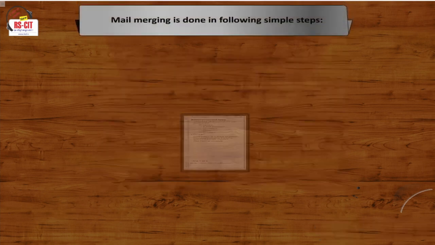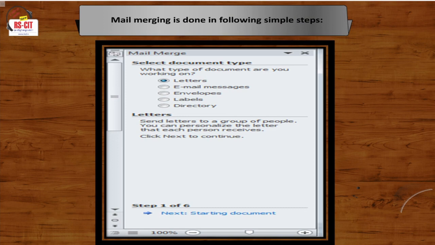Steps of Mail Merge. Setting up the main document. The main document contains the text and graphics that are the same for each version of the merged document. For example, the return address in a form letter.